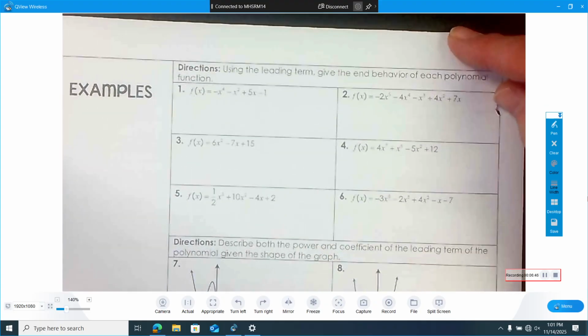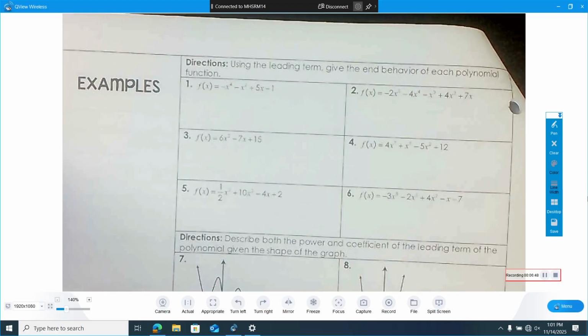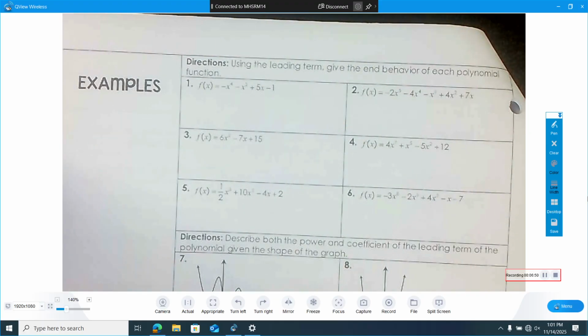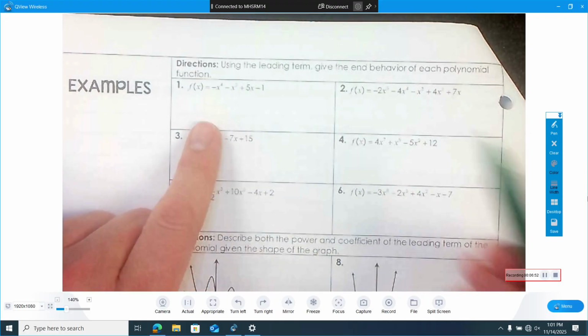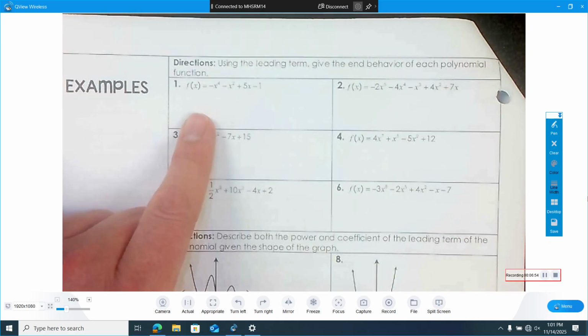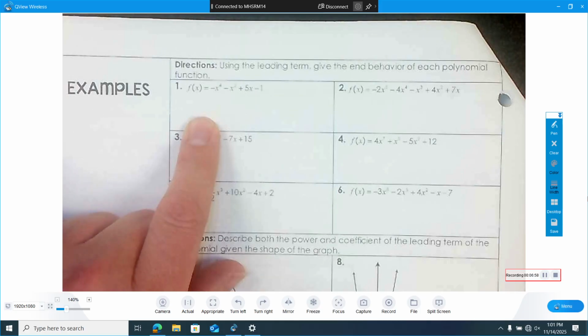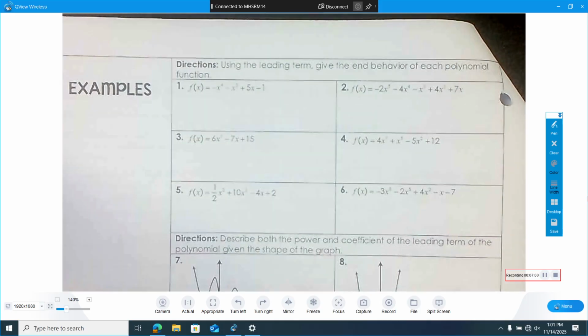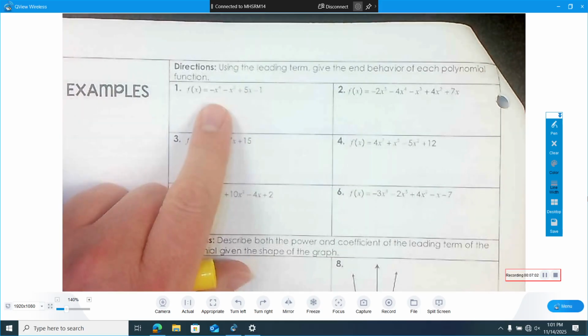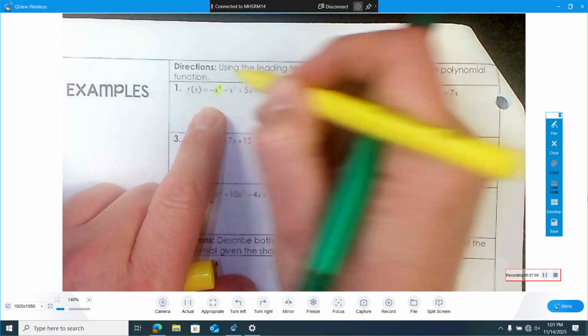So here we go. Using the leading term, give the end behavior of each polynomial function. So again, I don't like to memorize stuff. I'd rather say, hey, what does it look like? And go from there. So here we have, what's the degree of number 1? X to the 4th. All right, even or odd?